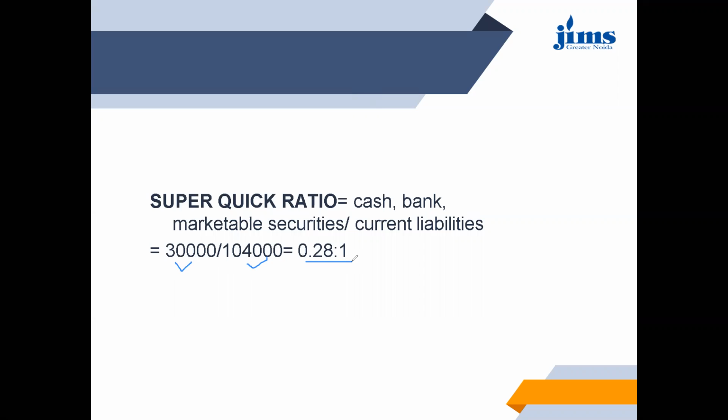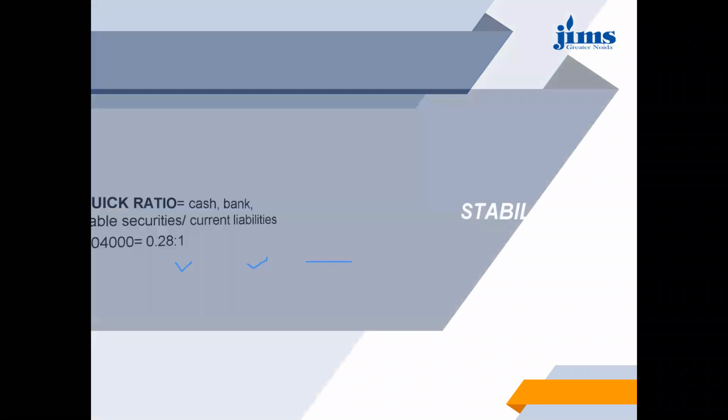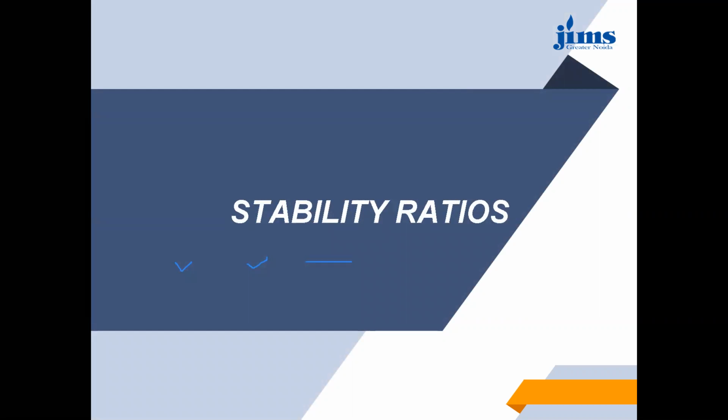So by looking at these three ratios, these all are the liquidity ratios. So we can see that the short-term solvency position of this particular company is not good by looking at these three ratios. Now next we are going to discuss the stability ratios.